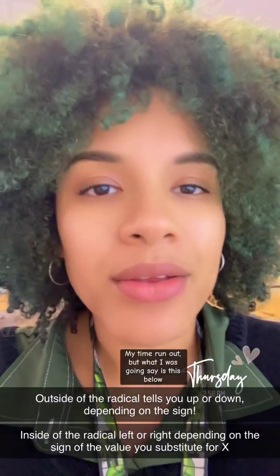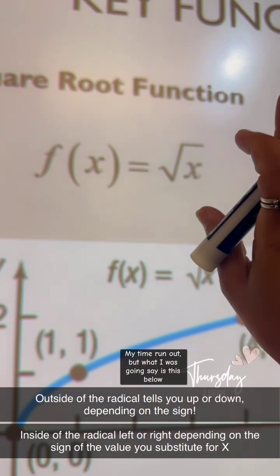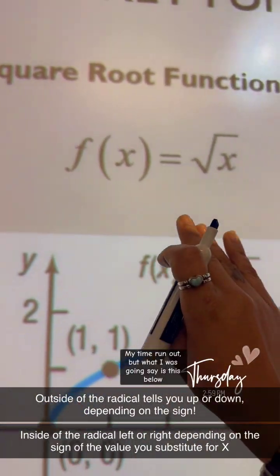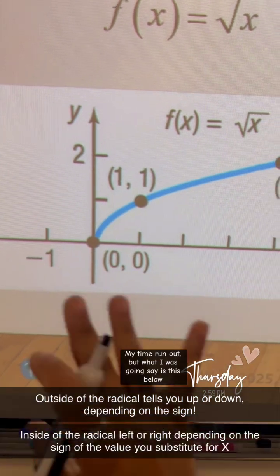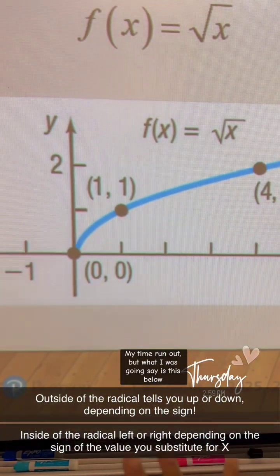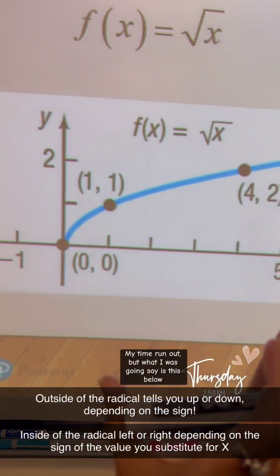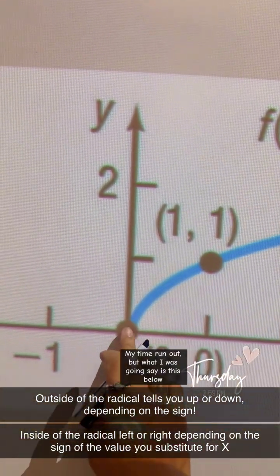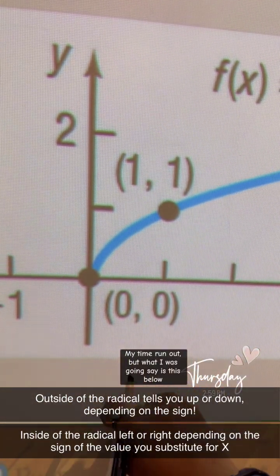What are we doing? All right, so we have the square root function, f of x equals square root of x. This is home base. This is our starting point, our guide. Every time we're going to graph, we're going to start with this in mind, all right? Notice that it starts at 0. We don't have negatives, right?